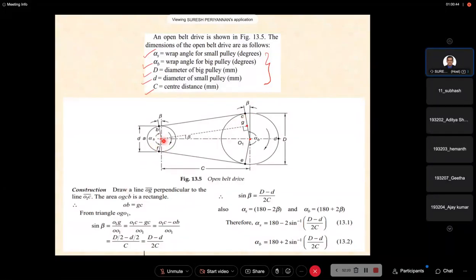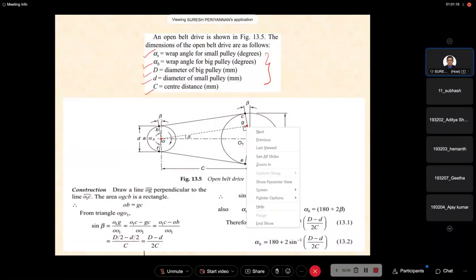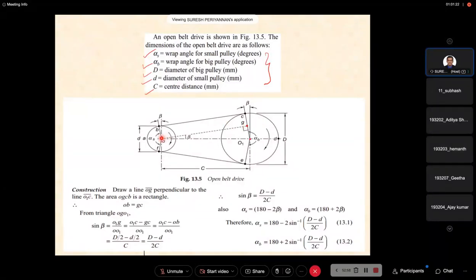Now what is sine beta? This is the opposite side, this is the adjacent side, this is the hypotenuse side, right? Sine beta is equal to O1G. Sorry, I made a small mistake. O1 is the hypotenuse side. O1G is the opposite side. Then GO, or OG, is the adjacent side.